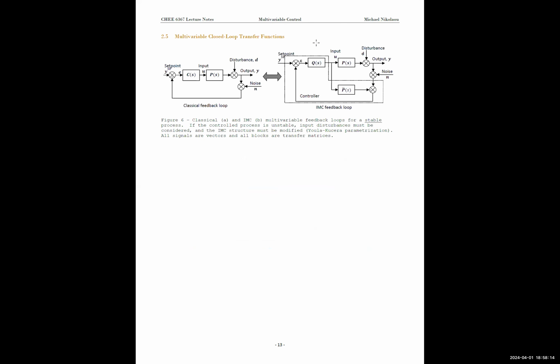With that, I'll stop here, and next time we're going to see how we can design controllers for multivariable systems. So I'll stop here and continue on Wednesday.